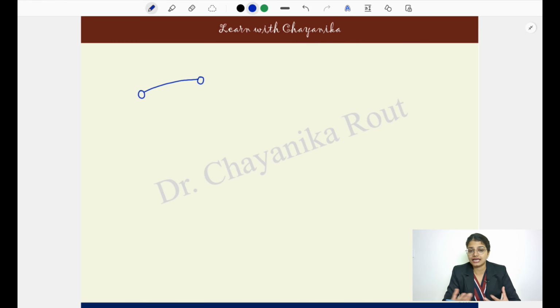Now, can we have an edge with only one end vertex? Because this is an edge where we have two end vertices. This is an edge where we have two end vertices. Any edge we are drawing, we are having two end vertices. Is it possible to have an edge with only a single end vertex?